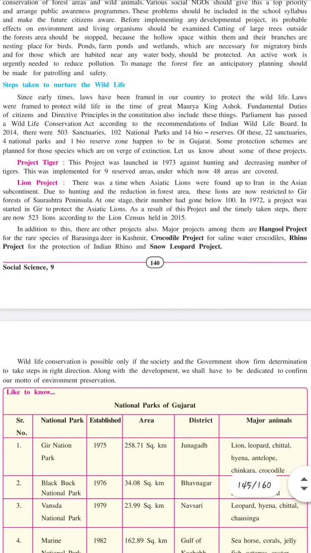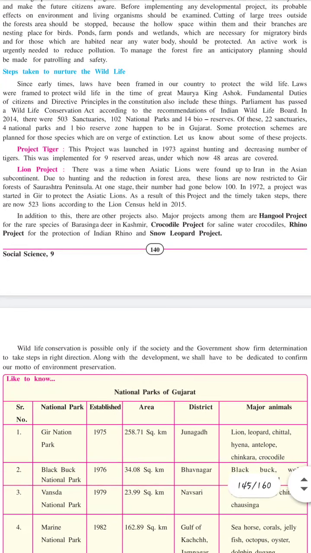Project Lion was launched for the protection of the Asiatic lions. There was a time when Asiatic lions were found up to Iran in the Asian subcontinent, but due to hunting, the number kept decreasing, and today they are restricted only to the Gir forest. So, if you want to see the Asiatic lions, you have to visit the Gir forest. At one stage, the number had gone very low, down to 100. There were only 100 lions living in our Gujarat, and we can say in our whole India.